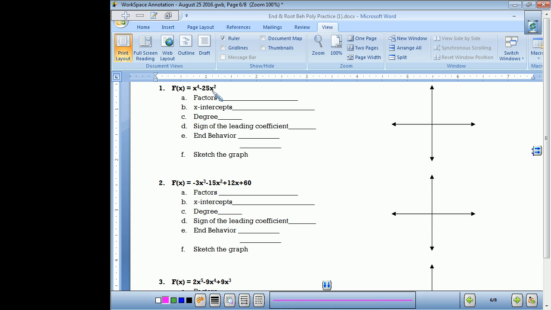x to the 4th minus 25x squared. The first thing we have to do, if the problem is not factored, is factor it. What is the GCF for this problem? x squared. So we're going to take out the x squared. When we factor out the x squared, what are we left with? x squared minus 25.